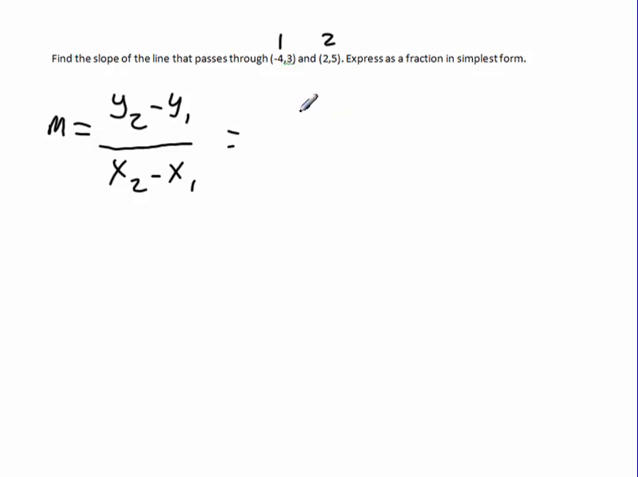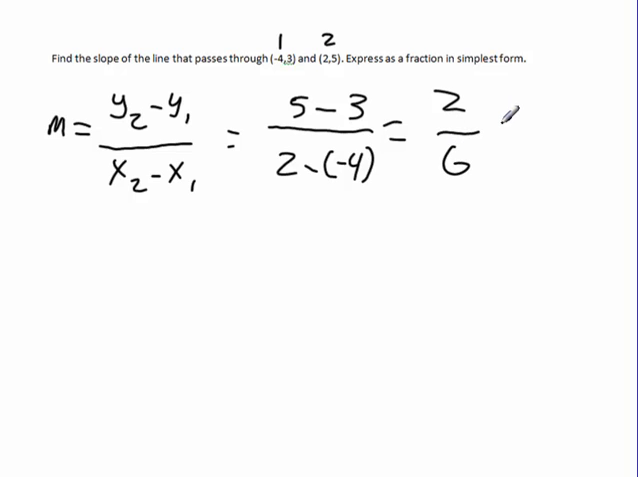So y2 is 5, and y1 is 3. x2 is 2, and x1 is negative 4, so minus negative 4. So 5 minus 3 gives me 2. 2 minus a negative 4 is the same thing as 2 plus 4, which gives me 6. And 2 over 6 is really 1/3.